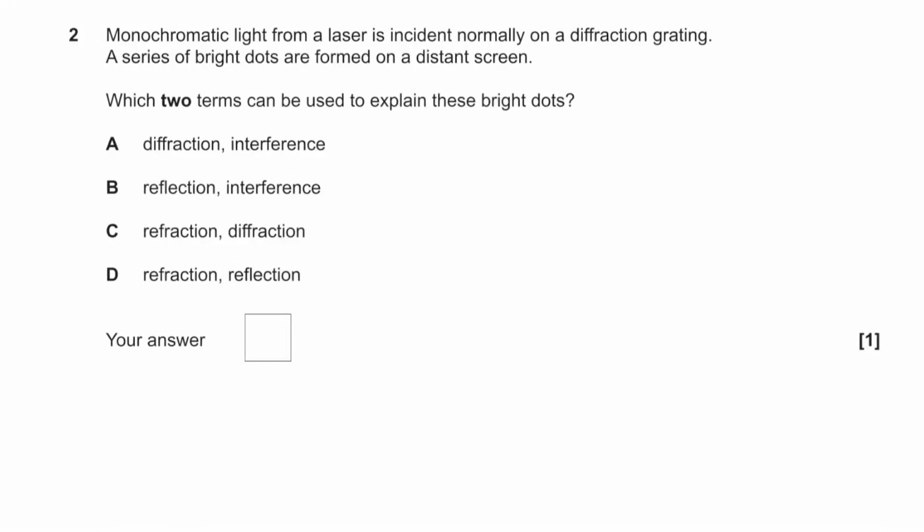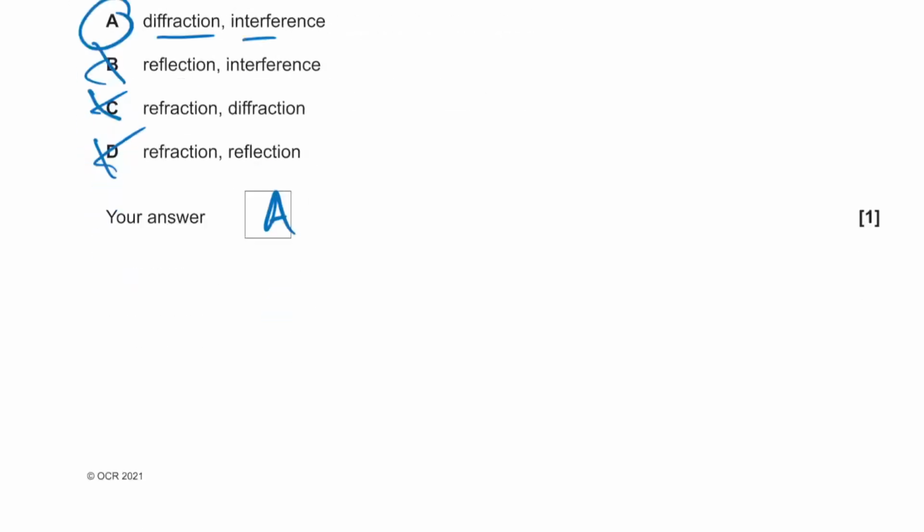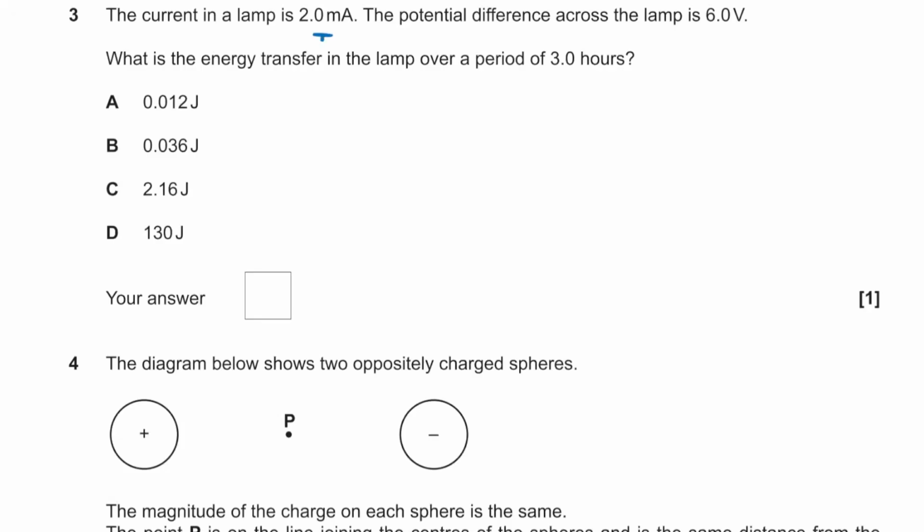2. Monochromatic light. What can be used to explain these bright dots? Diffraction and interference, yes. Not reflection, not refraction, not those, so the answer has to be A. Easy peasy so far.